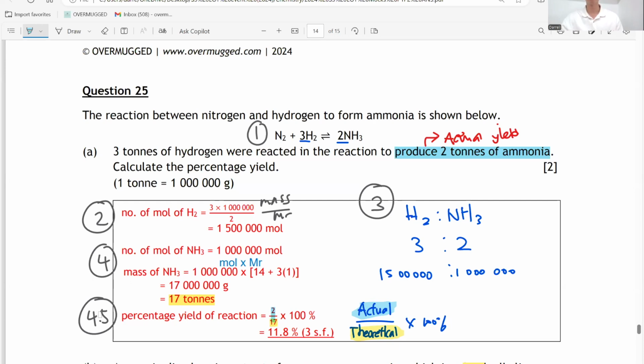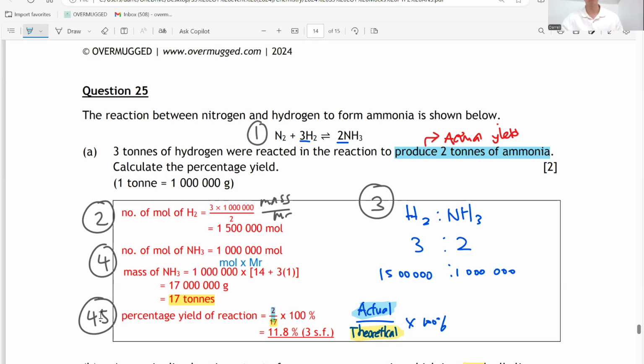After step 2, you'll do step 3, which is to compare the mole ratio between hydrogen and ammonia. How do we get this 3 and 2? Is by going back to the equation. For 3 hydrogen, you should form 2 ammonia. Therefore, 3 is to 2. So if this is 1.5 million, this will be 3 is to 2, right? This will be 1 million. So you should form 1 million mole of ammonia.